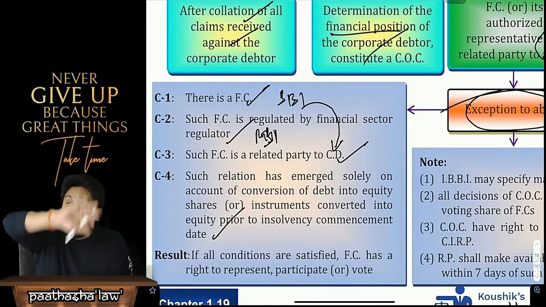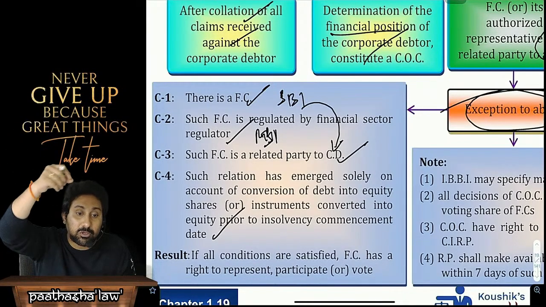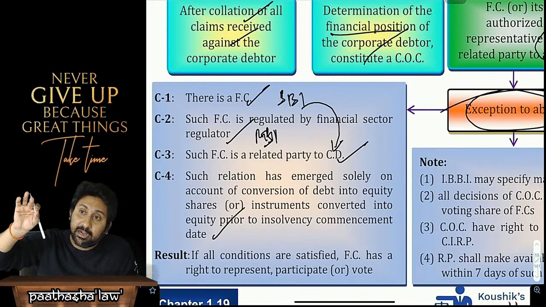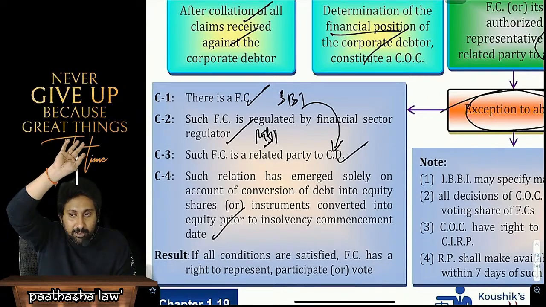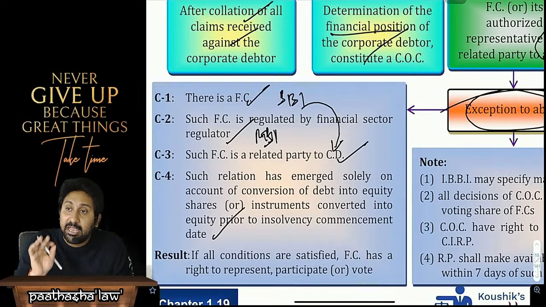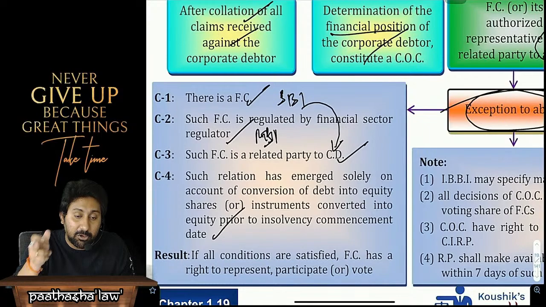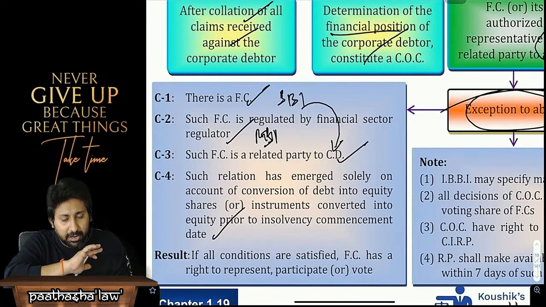Listen carefully. Once upon a time, prior to the insolvency commencement date, let's say in the year 2010, the corporate debtor, X Limited, had taken a loan from SBI in 2005, due for repayment in the year 2010. X Limited, being the corporate debtor, took the loan in 2005, due to pay in 2010 to SBI, but the corporate debtor failed to repay that.